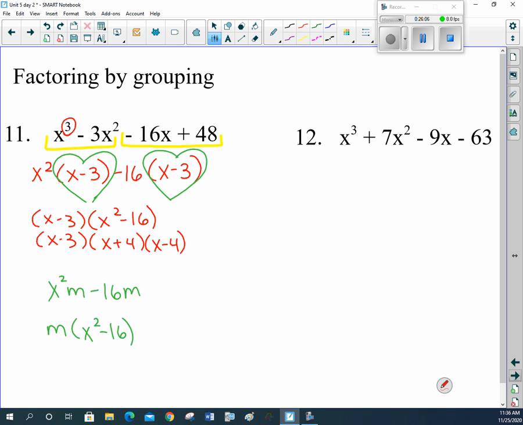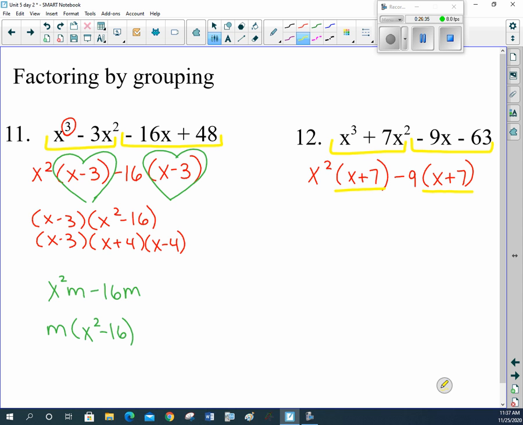Okay, let's try it again. Over here, I'll group the first two and the last two. So I notice out of the first two, I could take out an x squared. That leaves me with x plus 7. Out of the last two, I'm going to take out a negative 9. And that's going to leave me with x plus 7. So next thing you want to do is make sure that this parenthesis is identical to that parenthesis. And it is.